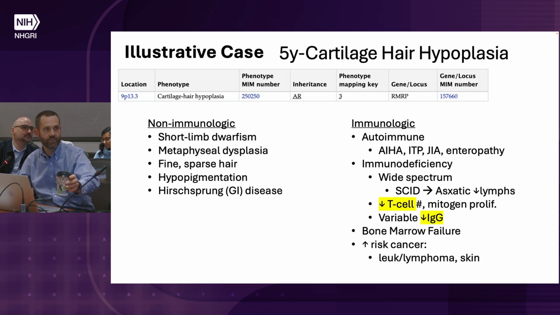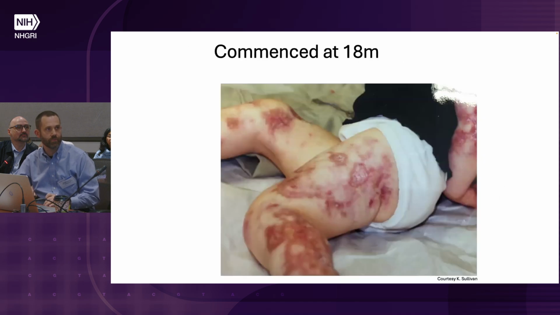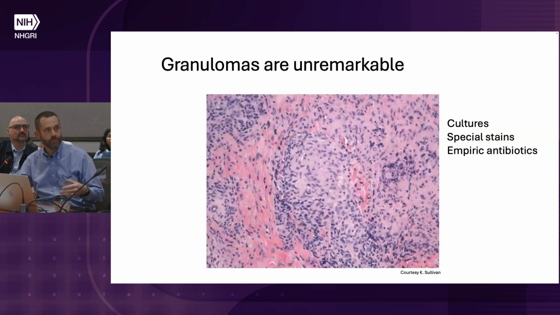But this particular patient did have low T cell numbers and hypogammaglobulinemia, and was on replacement and had, to all appearances, seemed to do pretty well. But this type of a rash had really been there somewhat continuously from 18 months. And so, of course, it was biopsied, and it showed unremarkable non-caseating granulomas that had been cultured, that had special stains, that did not respond to empiric antimycobacterial antibiotics. And so, what the heck is going on?